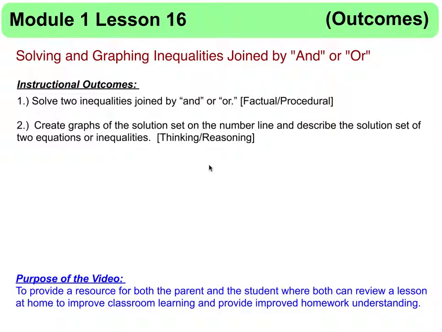M1 lesson 16. For the most part, a follow-up lesson to lesson 15, solving and graphing inequalities. Again, we'll be looking at situations where they're joined by the word and or. So the outcomes remain the same as lesson 15: to solve two inequalities joined by and or, and to create graphs of the solution set on the number line and describe the solution set of two equations or inequalities.